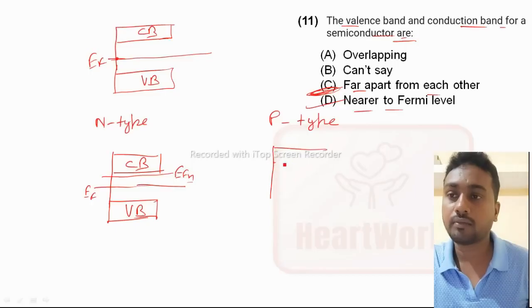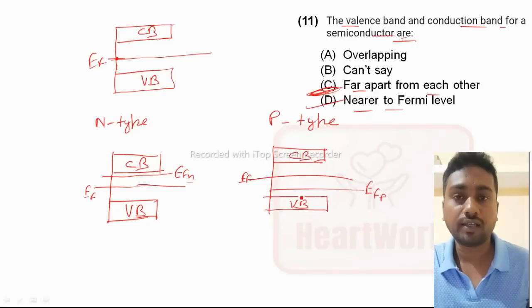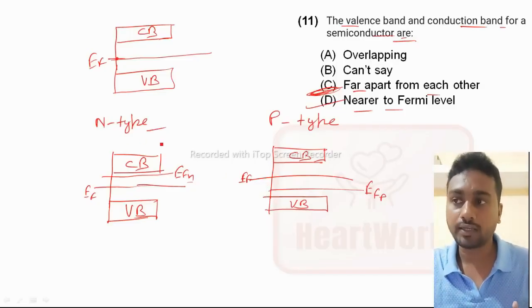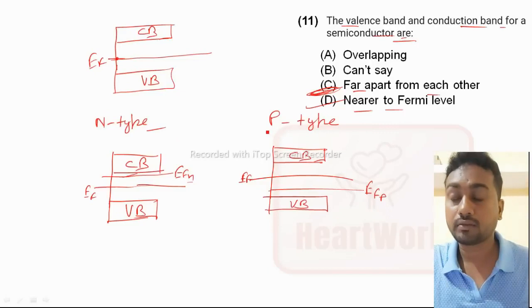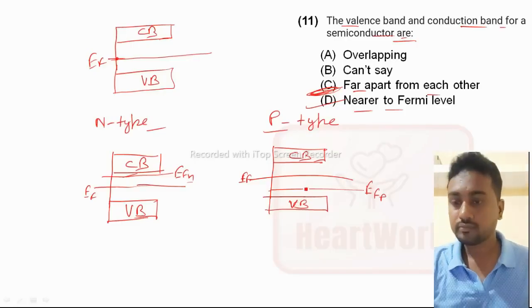Similarly, for p type, if they ask for the p type Fermi level position, then you have to remember that the Fermi level will be near to the valence band. These two you have to remember. For an n type semiconductor, mention nearer to the conduction band. For a p type semiconductor, mention near to the valence band. Okay, next.